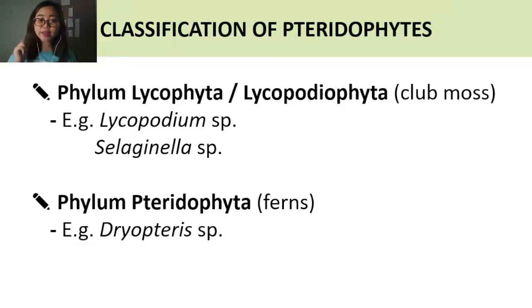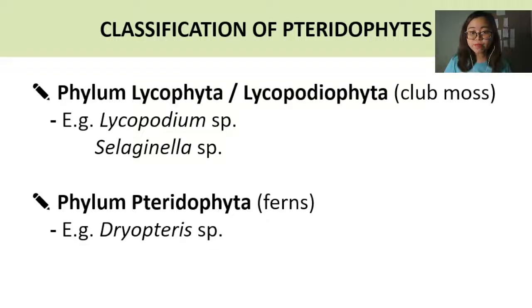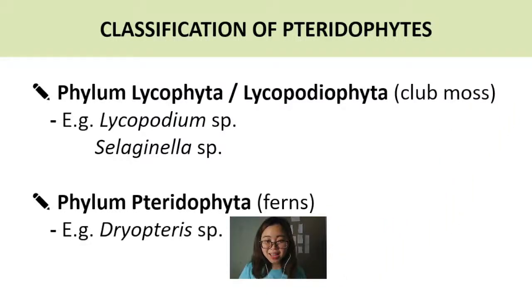The second phylum is what we usually associate with ferns, which is phylum Pteridophyta. An example of organism in phylum Pteridophyta is Dryopteris species. Sila ambil perhatian sini, kalau dia adalah group, kita tulis dia Pteridophytes. Kalau Pteridophyta, itu sudah level phylum. So, ambil perhatian bila kamu buat spelling.